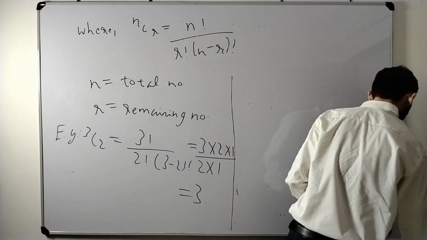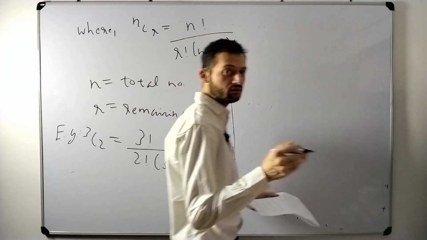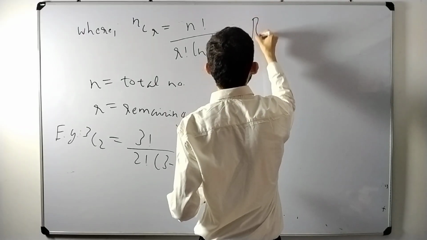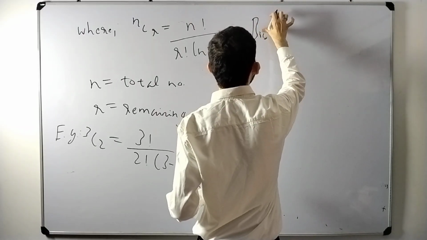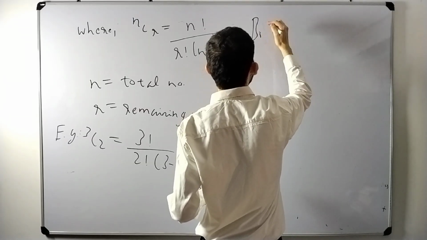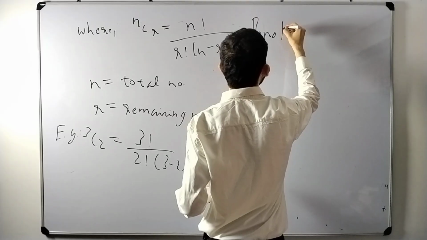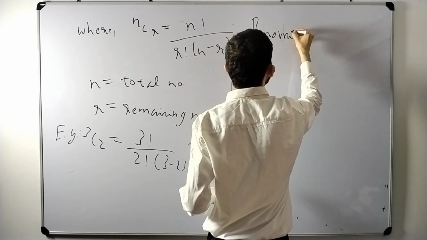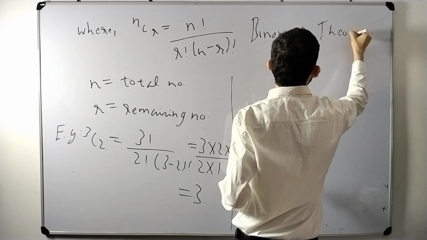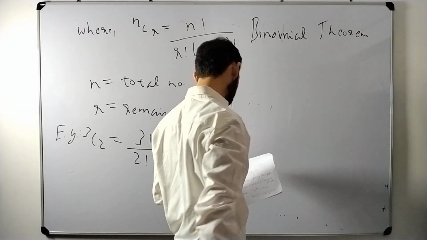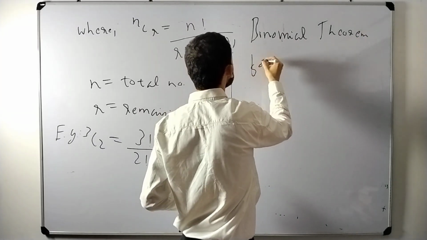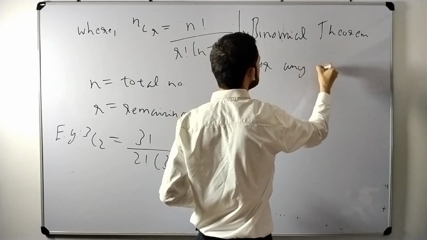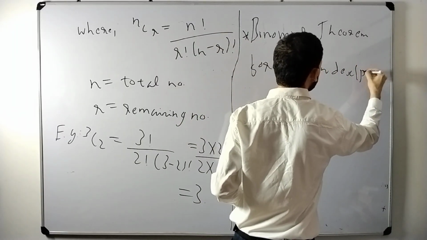So where this all leads to is the binomial theorem of any index, or power. The binomial theorem for any index power.